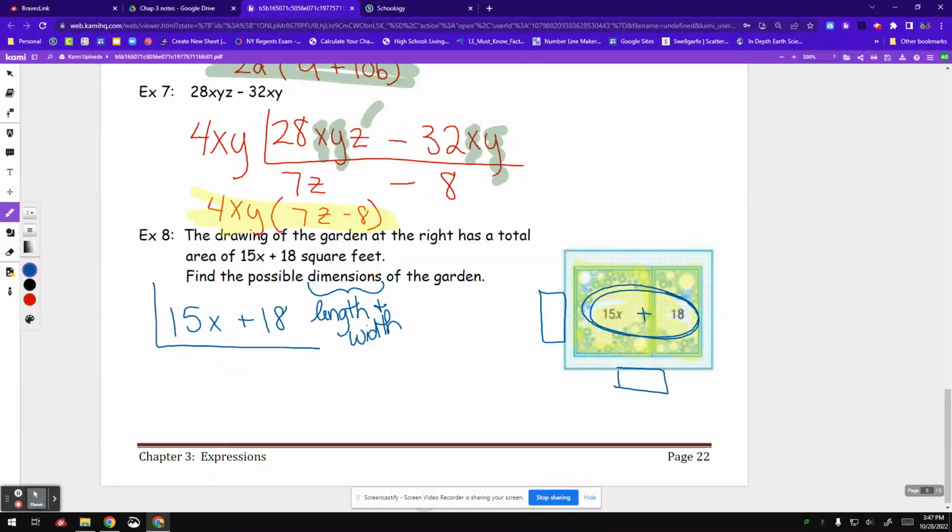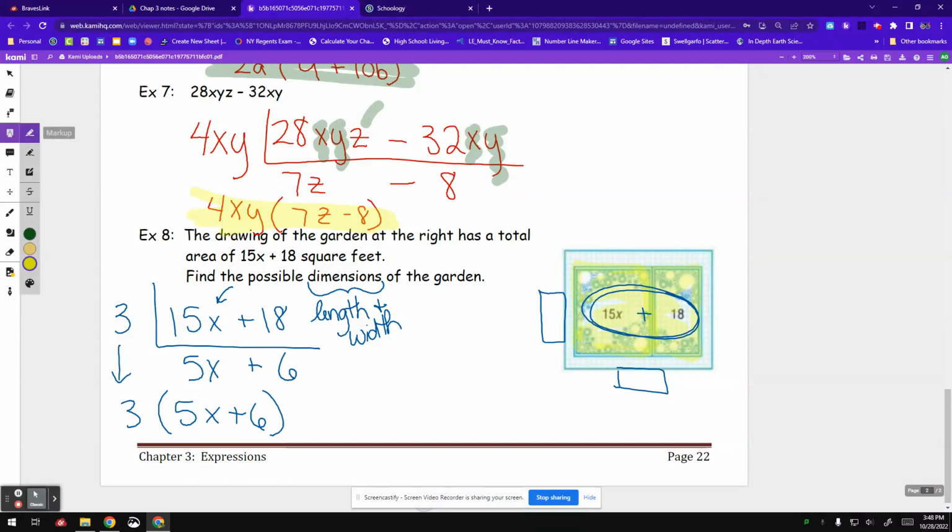They share a factor of 3. 3 times 5, 3 times 6. They do not share an x, so the x comes down. I'm going to write this as 2 factors, 3 parentheses, 5x plus 6. This is the factored answer. The 3 is one of the factors. I can write it as one of the dimensions, so I write it on one of the sides. This expression is the other dimension, 5x plus 6.